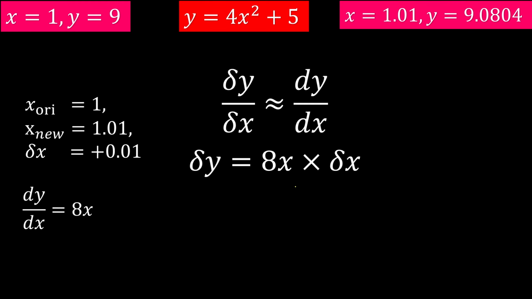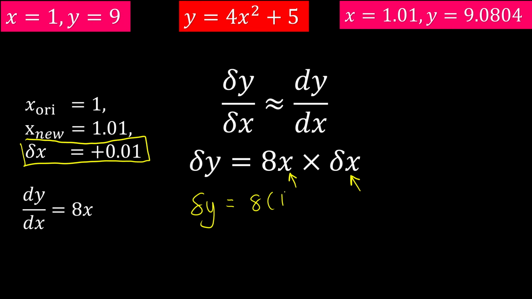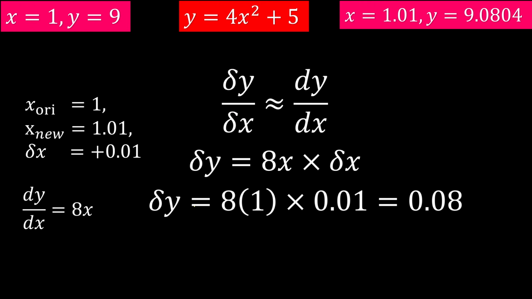But do we know what x is? This x is the original x. Meanwhile, delta x is just the change in x, which is a very small change. So we try to substitute in. We can say that delta y is equivalent to 8 times 1 times 0.01. If you compute this, you have 0.08. So what they tell us is that when x changes by 0.01, y is going to experience a change of 0.08. This is what delta y means.